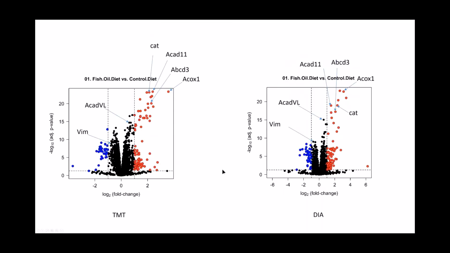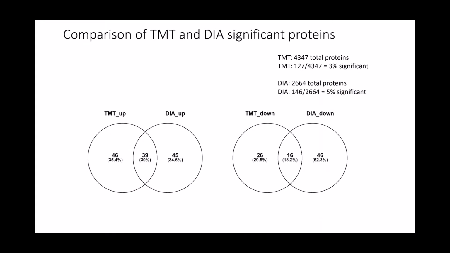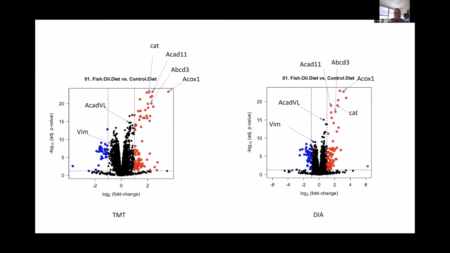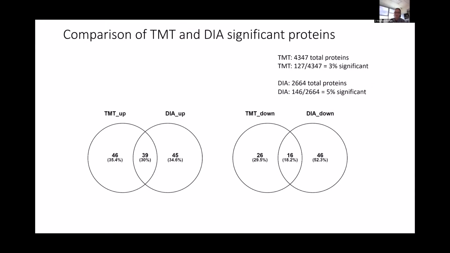Can I ask a quick question? How much was the overlap between the two in just identified proteins? Like if you go one slide back, were the 46 in the TMT up even identified in the DIA, or were they not even in that data set? Like how overlapping were they in general? I do not remember that. Okay.